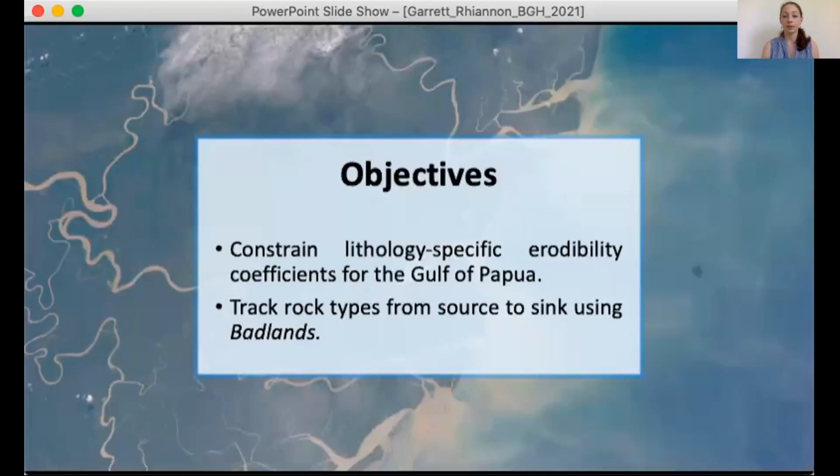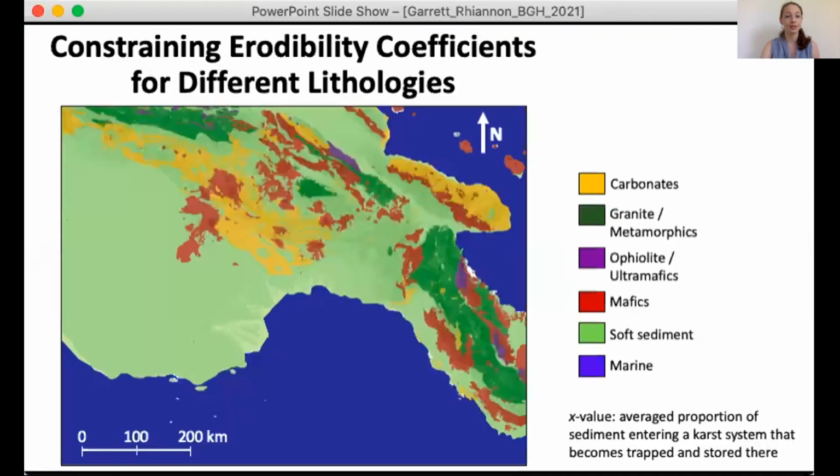My objectives were first to constrain lithology-specific erodibility coefficients for the Gulf of Papua, and then to track rock types from source to sink using Badlands. A major control on the erodibility of the rock is its lithology. So I created 5 umbrella categories for terrigenous rocks that should have similar erodibilities. Those are on the right there, but the blue is just the marine environment of the present day. I just gave it the same erodibility coefficient as the soft sediment category.